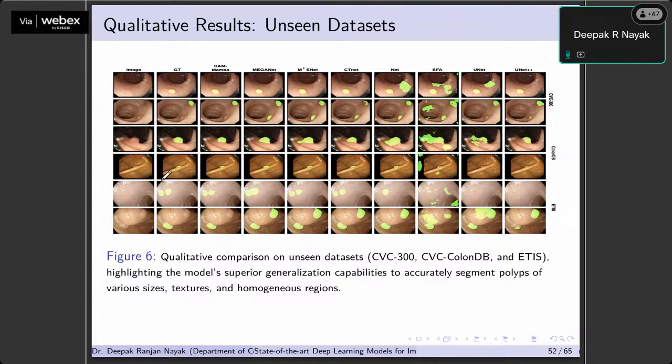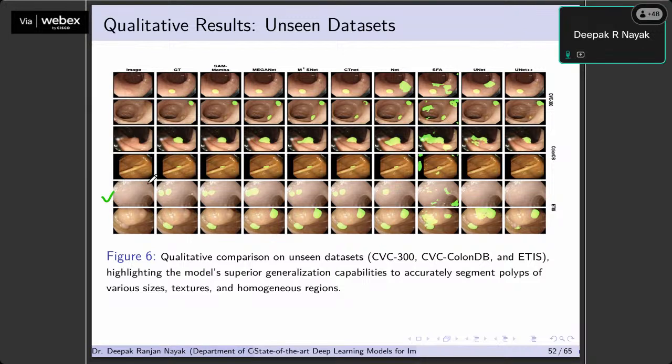And this is the unseen data set, that means the model has never seen a single sample from this data set, which was collected from different demographic regions. The images of this data set have been captured using different imaging devices. If you look at this sample, you will not be able to find any polyp over here. It is very, very difficult to tell where there is a growth here.